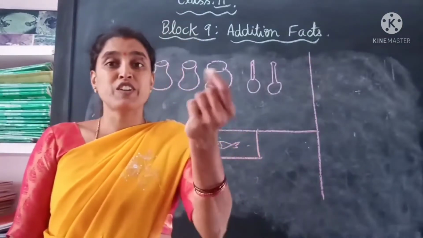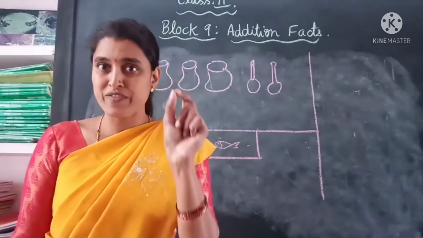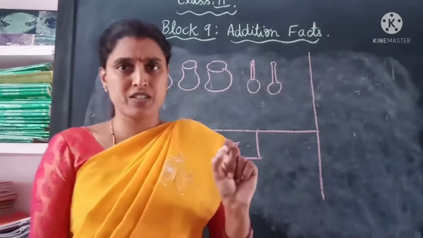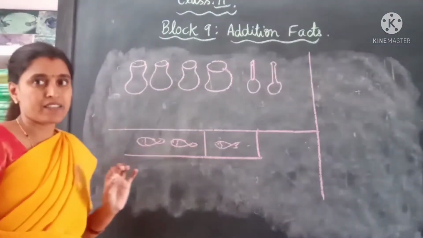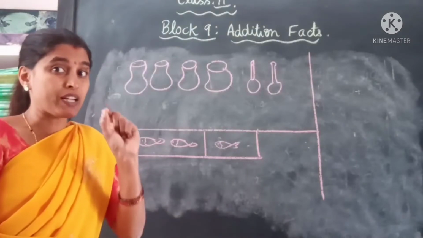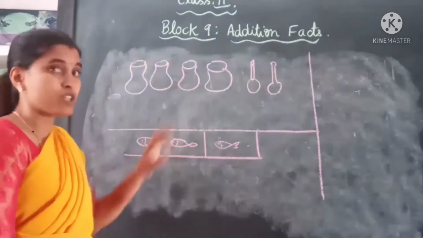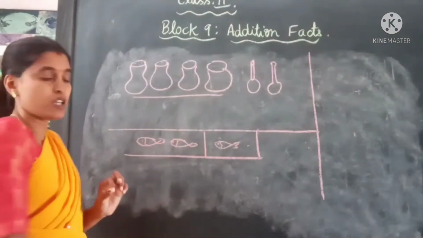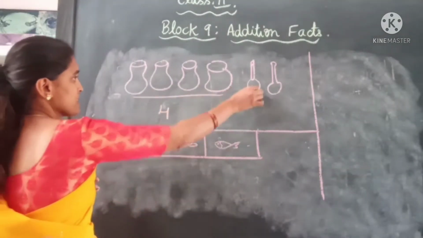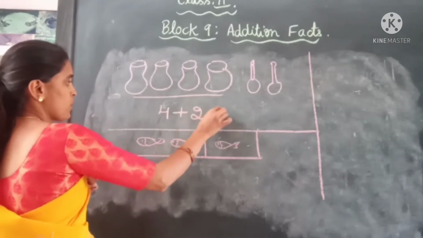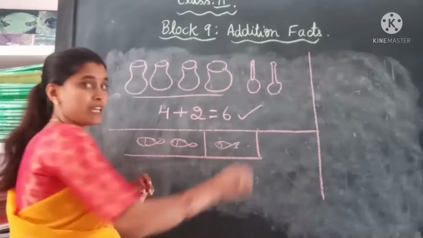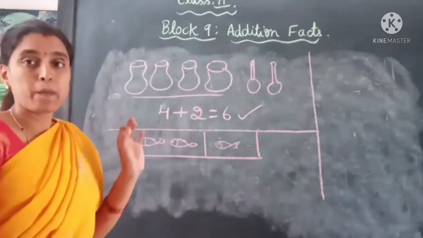I hope children you have understood how to write the addition facts for the numbers 1 to 10. Now let us see some questions. Here some vases are there. Now we have to write the addition sentence for both the pictures. Now count how many big vases we have there. 4. And how many small? 2. 4 plus 2, that is equals to what? 6. So this is nothing but an addition sentence for this picture.